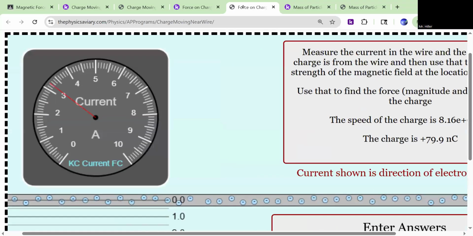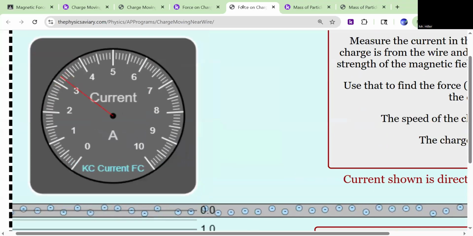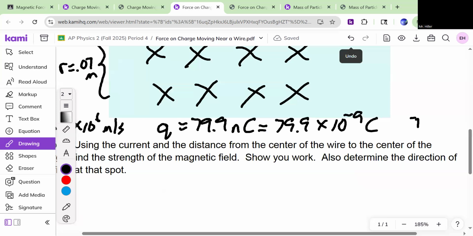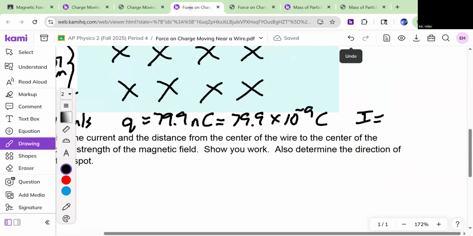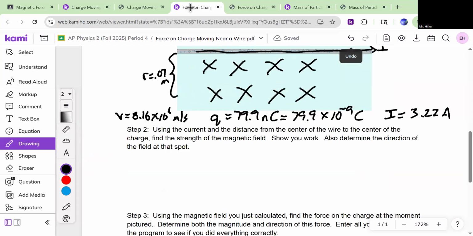And I can also read this ammeter here for current. Okay, and I can see my current is about partway between 3.2 and 3.3. Now, it's not quite halfway, so I'm going to say maybe 3.23, 3.22. I'll go 3.22. So I have to estimate my current, my amps.